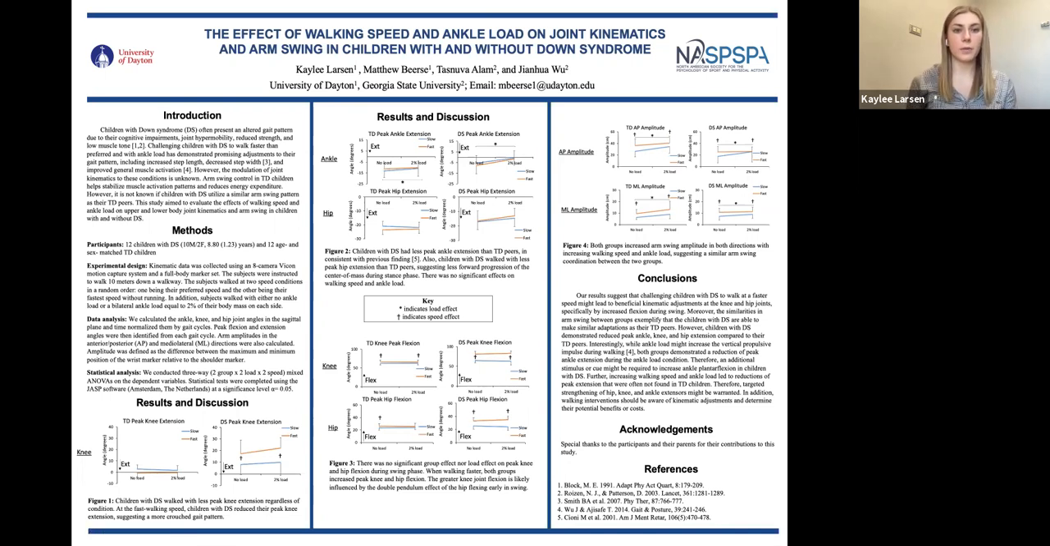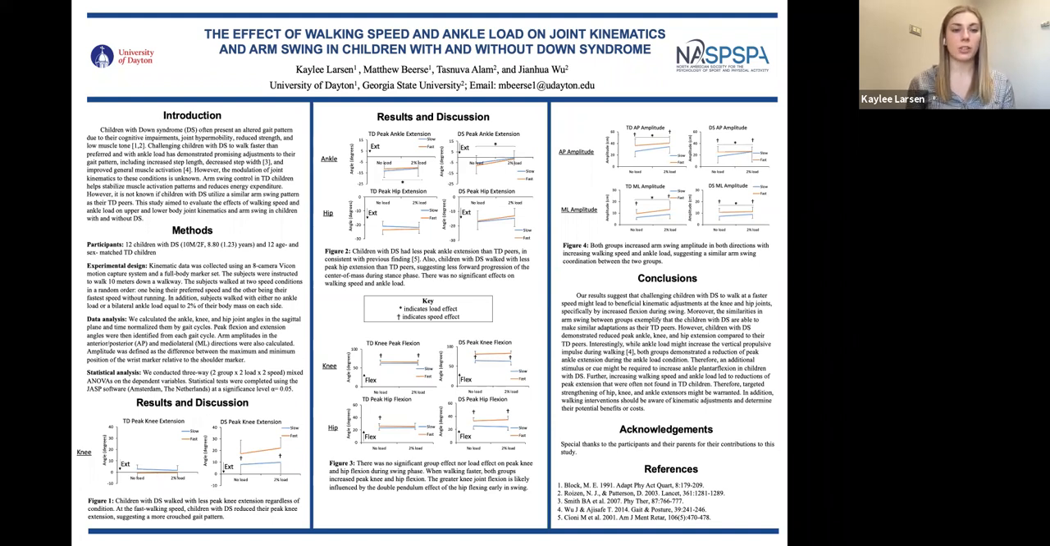This study looked at the effect of walking speed and ankle load on the joint kinematics and arm swing in children with and without Down syndrome. Previous studies have shown that challenging children with Down syndrome to walk faster than preferred and with an ankle load has shown promising adjustments to their gait pattern, such as increasing step length, decreasing step width, and improving general muscle activation. However, the joint kinematic and arm swing control strategies employed to make these adaptations remain unknown.